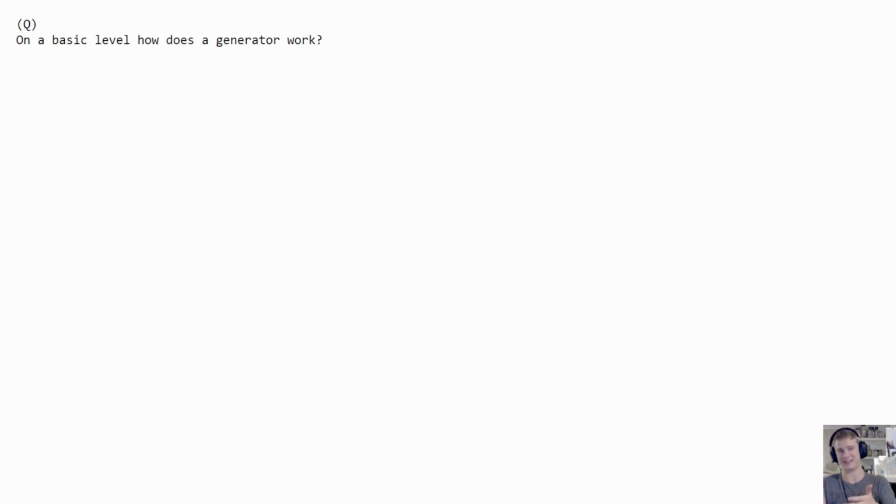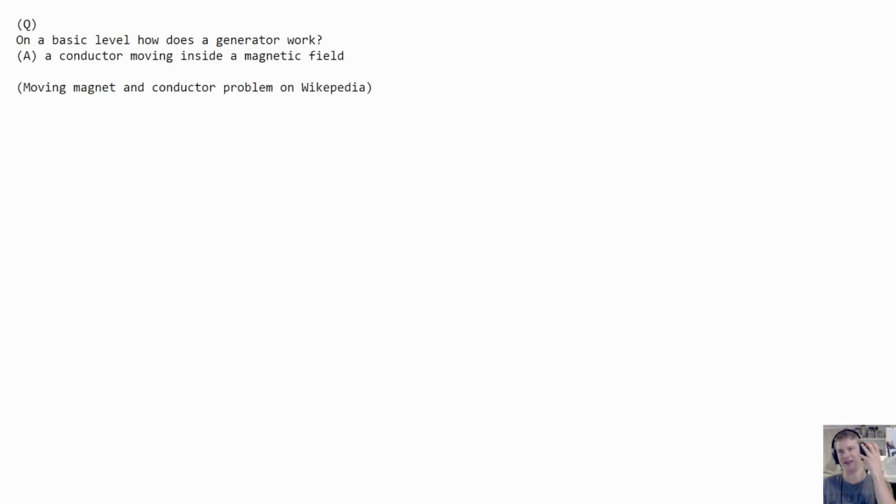So what I was explaining a second ago was literally the generation process of a three-phase system. You could either have a magnet spinning by conductors, or you could think of it like conductors spinning around a magnet. You could also think of it like a magnet moving through a conductor. There are some different perspectives to look at it and some different things that could happen in the generation process. But here we go with the answer. On a basic level, a conductor is moving inside a magnetic field. And for an interesting read, go to Moving Magnet and Conductor Problem on Wikipedia.